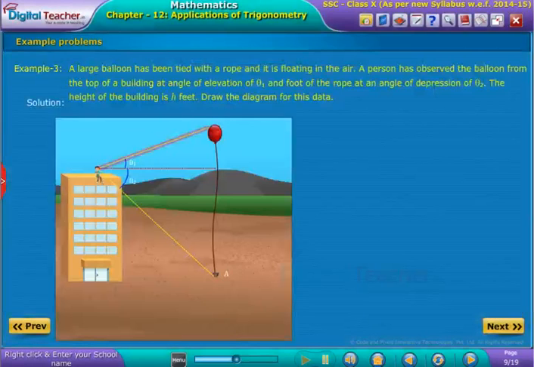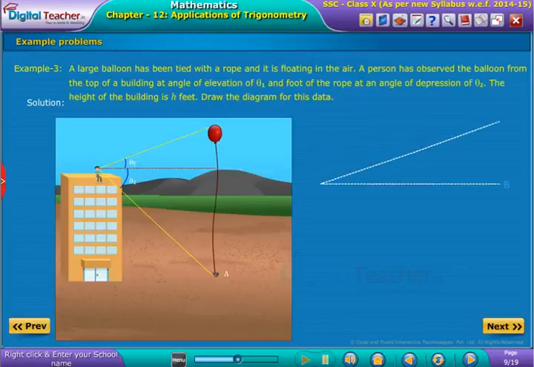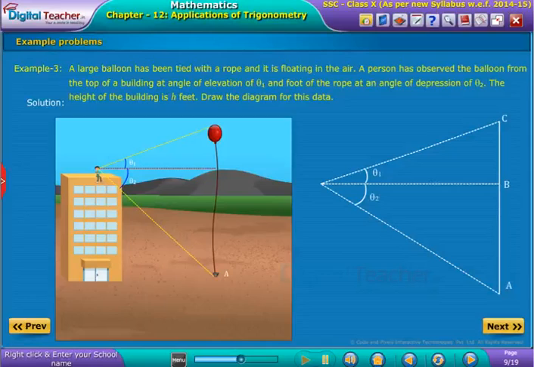Solution. Given that angle of elevation theta 1 is the angle when the person observes the balloon from the top of the building, and theta 2 is the angle of depression from the observer to the foot of the rope. Given that h is the height of the building, that is AB equals h meters.